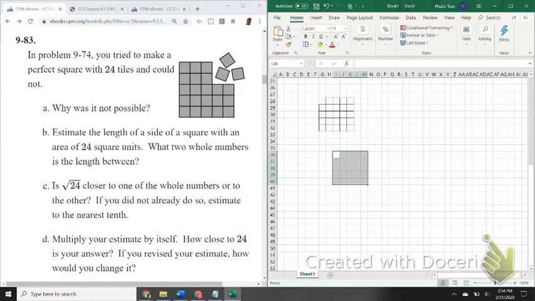So I want you guys to pause the video right now and try to just draw a diagram. Just draw a square, and if the area is 24 square units, what is the side length of that square? Okay. Go ahead and pause the video and see what you come up with.